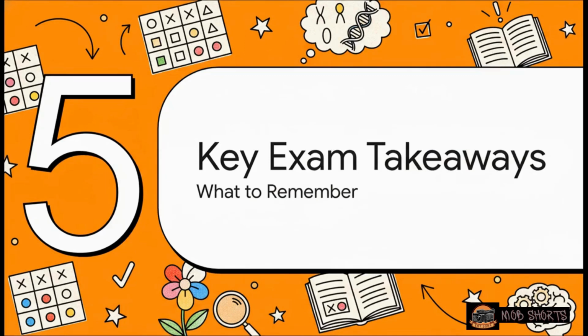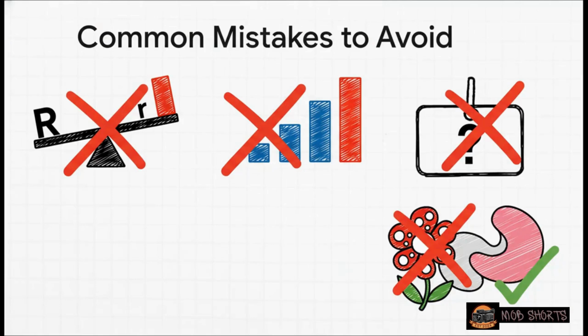Before we finish, let's lock in the most important points, the things you absolutely must take with you into that exam hall. Please, please, please avoid these common mistakes. These are the errors that learners make year after year. First, do not use a big letter and a small letter. Use 2 different capital letters. Second, the phenotypic ratio is 1 to 2 to 1, not 3 to 1.